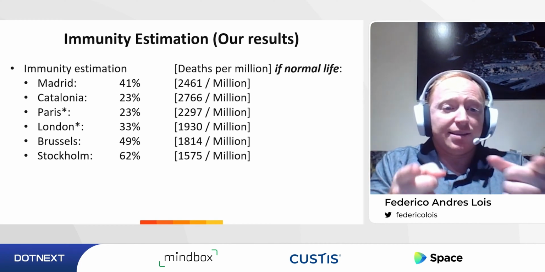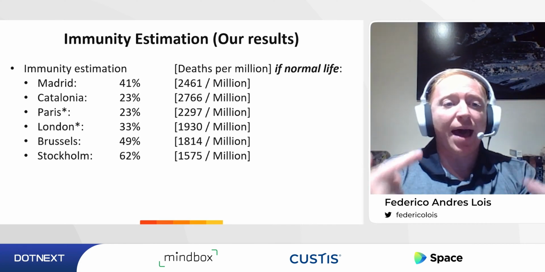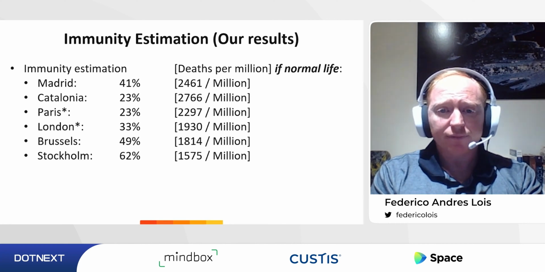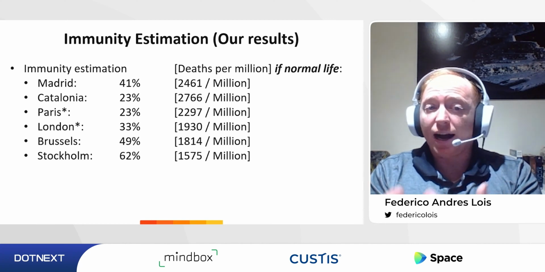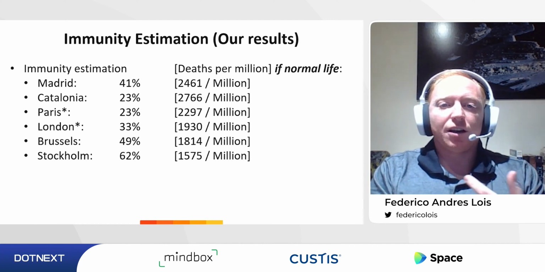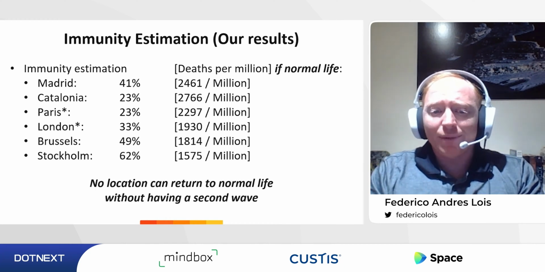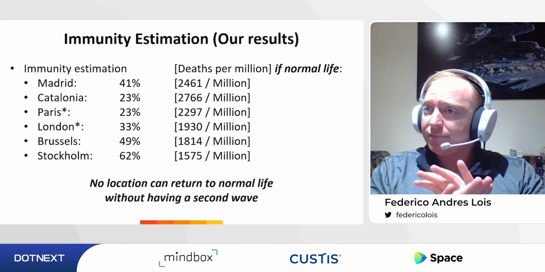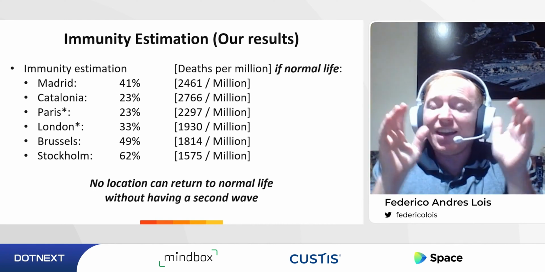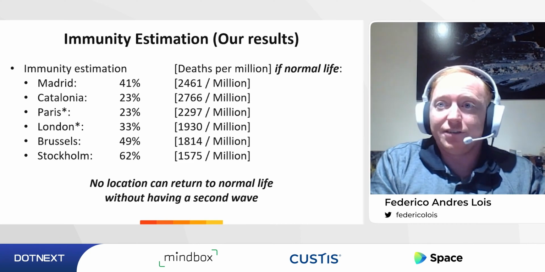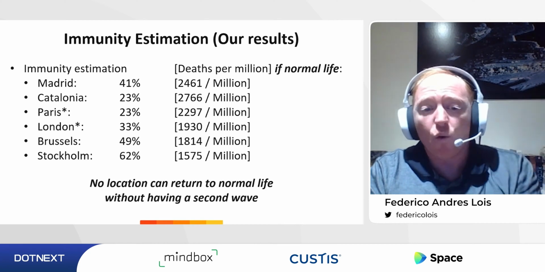But on the other side, places like Paris that had a lot of deaths by the time, but haven't advanced the immunity, have far higher numbers. So our conclusion at the time was that no location can return to normal life without having a second wave. And actually that happened. No one could even return, even if not to normal life, without a second wave. So they cannot even escape without going to normal life, let alone if it's even worse.